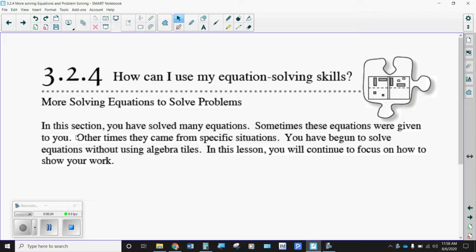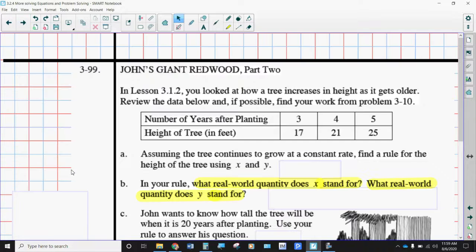So, in this section, you have solved many equations. Sometimes these equations were given to you, other times they came from specific situations. You have begun to solve equations without using algebra tiles. In this lesson, you will continue to focus on how to show your work, essentially solving problems symbolically, just using paper and pencil. Okay, so part 2 of John's giant redwood.